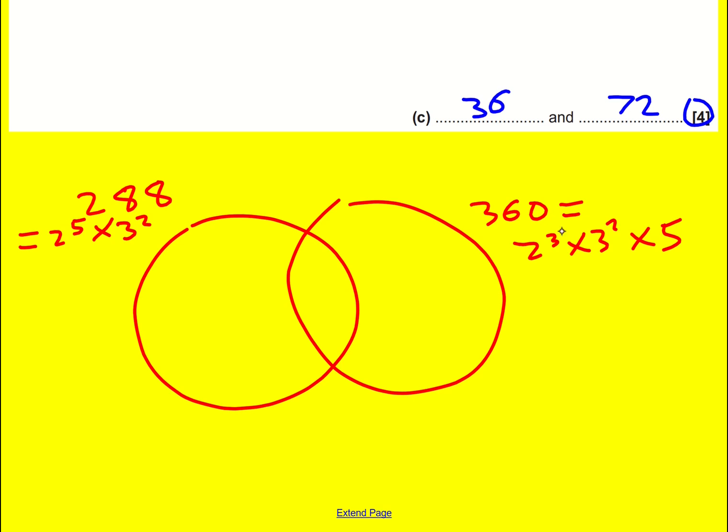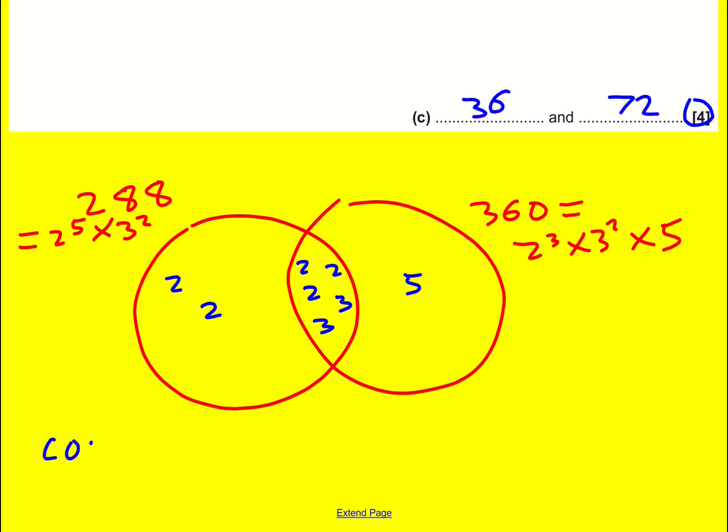So I can see that 2 goes into both of them 3 times. So I can put it in 3 times, and I can put the extra 2's in with 288. With 3, both of them have 3 twice, so there's no extras. And then I've just got an extra 5 going on with 360. And there's my overlapping one. So I can see common factors or any kind of combination of the middle.